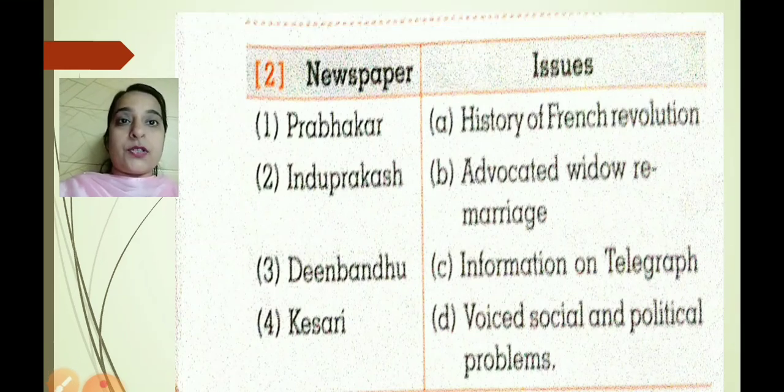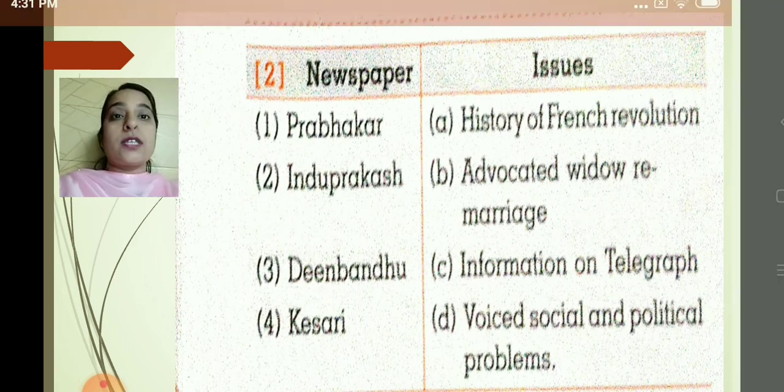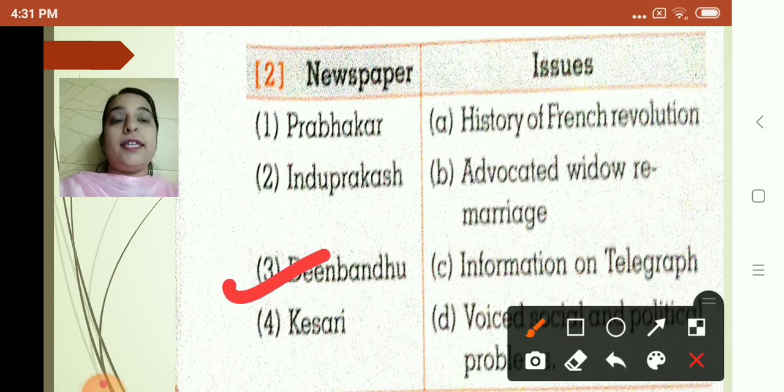Prabhakar, history of French Revolution. Indu Prakash advocated widow remarriage. Deen Bandhu, information on telegraph. Kesari voiced social and political problems. So here children, you have to identify the wrong pair. Yes. So which is the wrong pair here children? Deen Bandhu, because Deen Bandhu is a newspaper about the masses, that is Bahujan Samaj. Yes. So Deen Bandhu is the wrong one. So you have to identify the wrong pair.